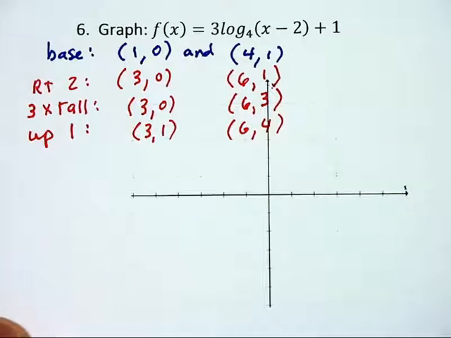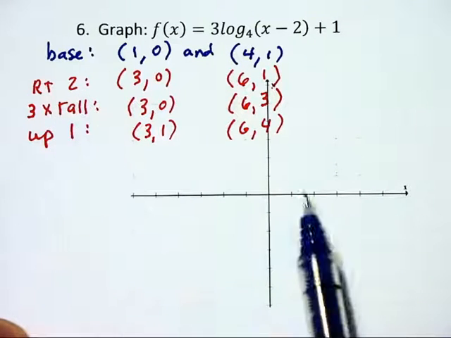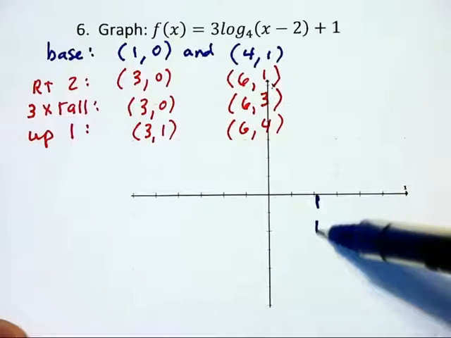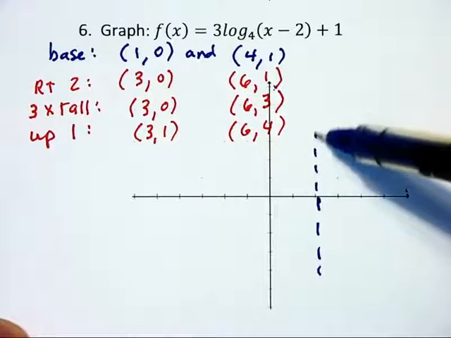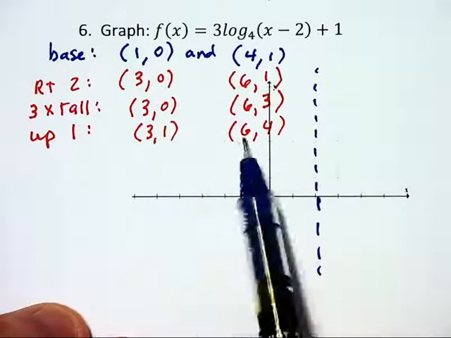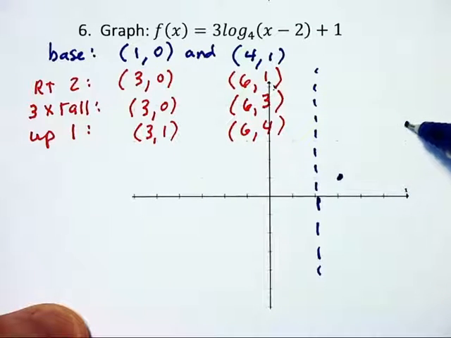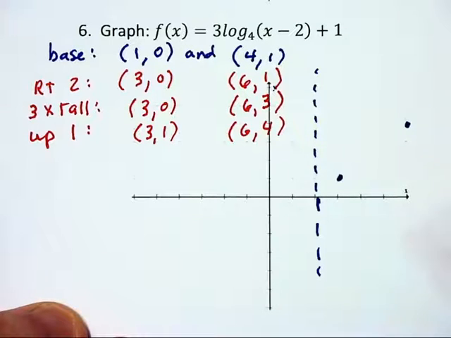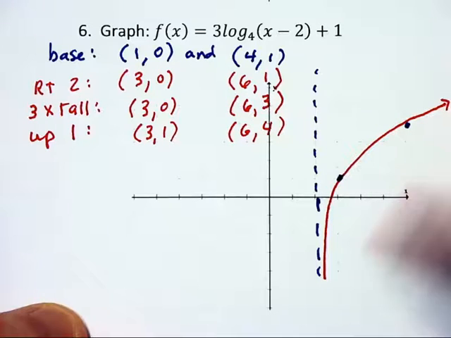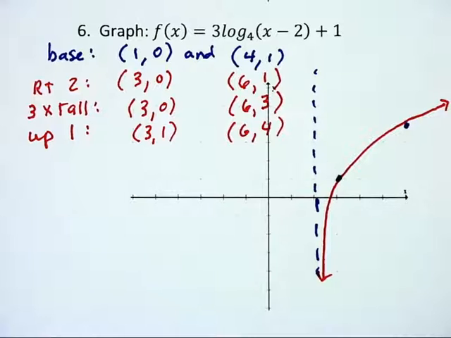Now, originally the vertical asymptote was on the y-axis. We have a right 2 movement, which moves it to x equals 2, but the other two transformations do not affect it. So I can draw in my vertical asymptote here at x equals 2. I can plot my final points of 3, 1 and 6, 4 on the graph, and know that this graph is going to look like this. Now you can always check it with an XY chart, but that's the fast way to graph these, the shortcut, so to speak.